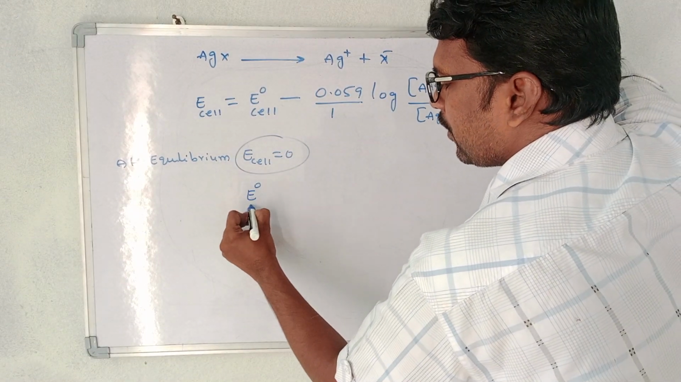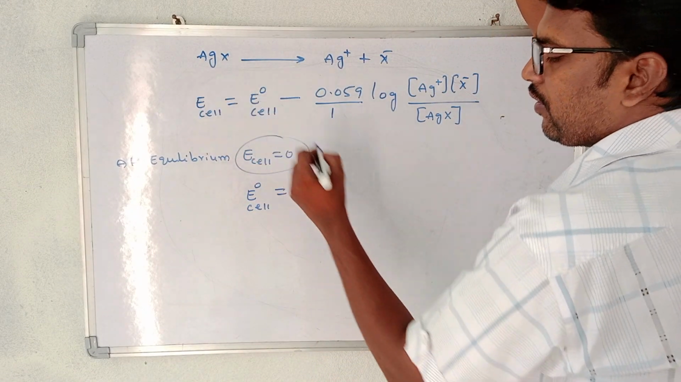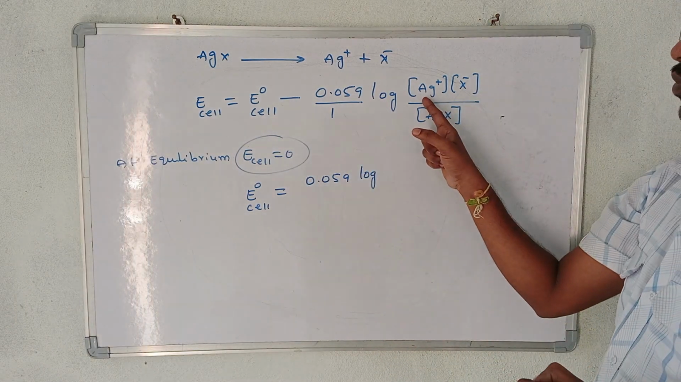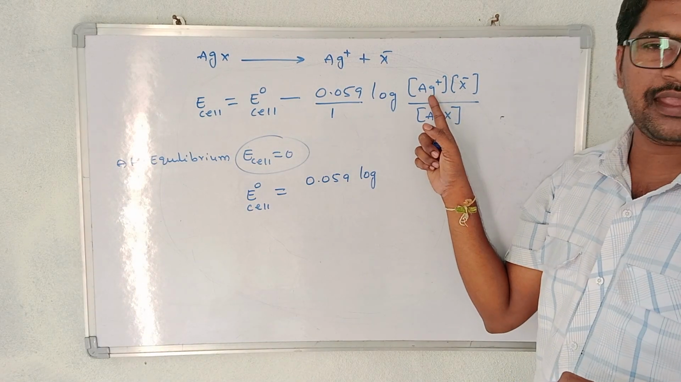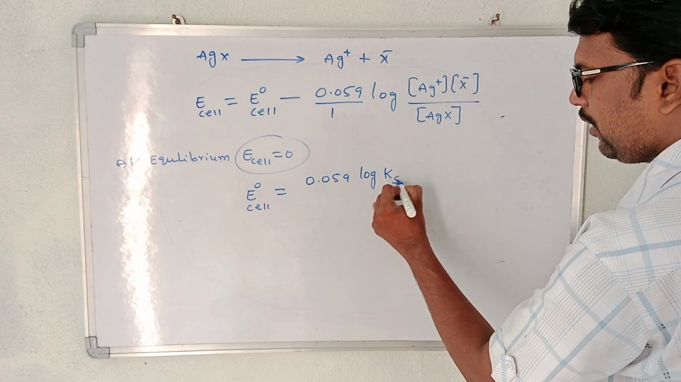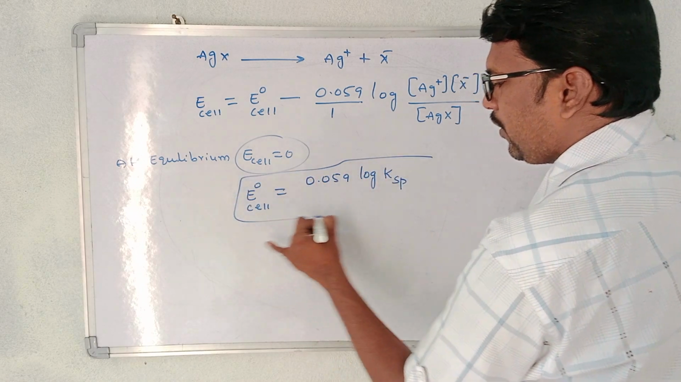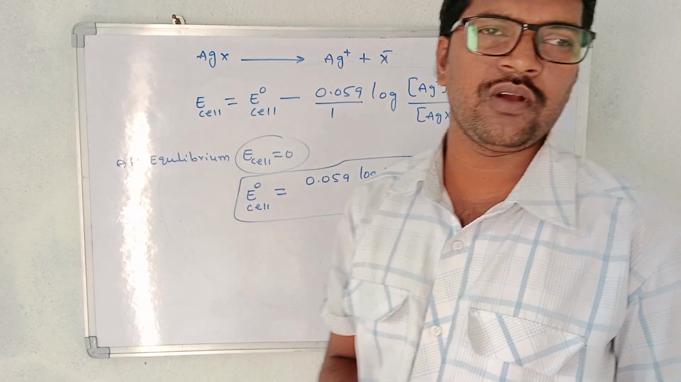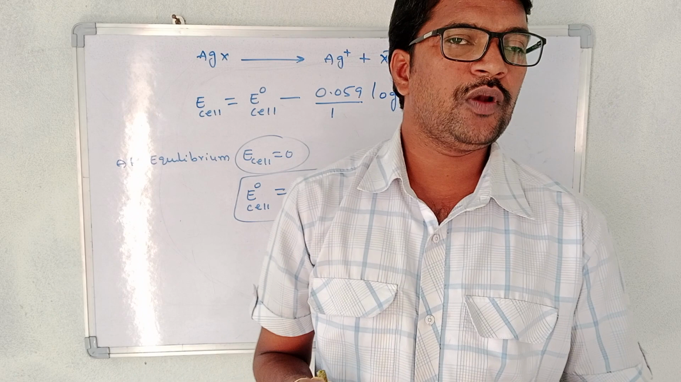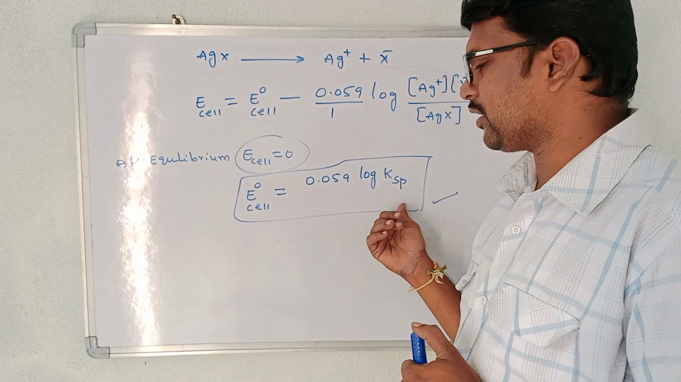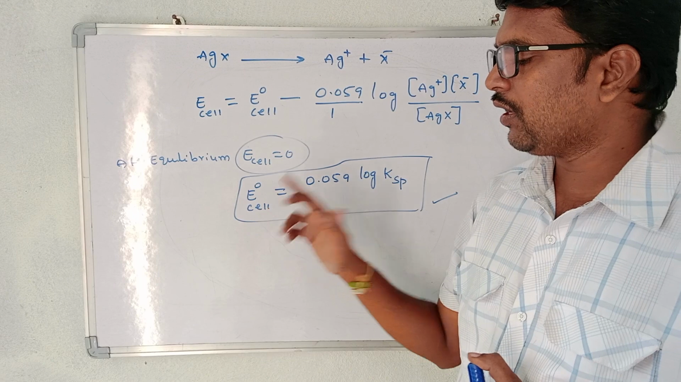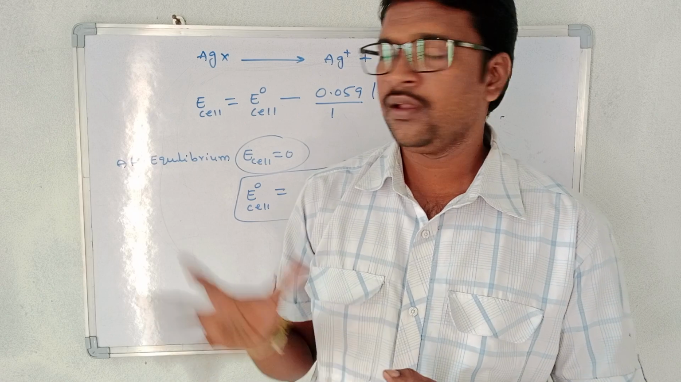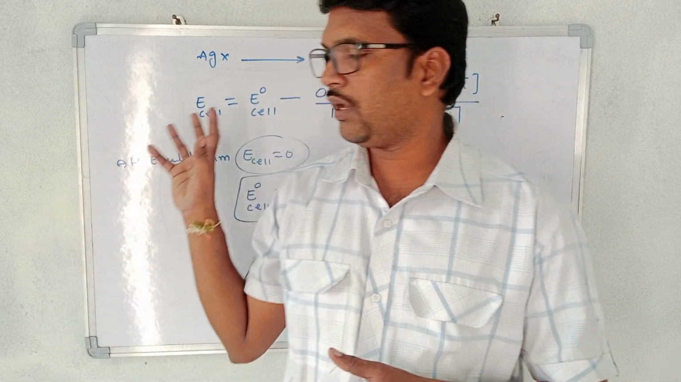By taking this, E naught cell is equal to, the minus sign changes to plus, 0.059 log. Here the product of cation and anion concentrations can be taken as the solubility product, that is Ksp. By using this relation, we can find the electrode potential whenever the solubility product is given. Or if solubility is given, by using the solubility product and solubility relations, we can get Ksp values. By substituting the Ksp value, you get electrode potential values. So these are some relations based on the Nernst equation. Questions will come from these relations, so compulsorily practice this.